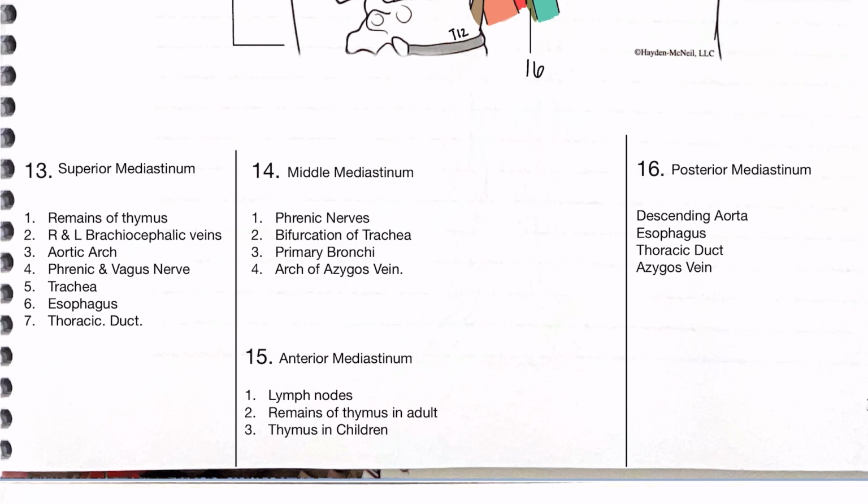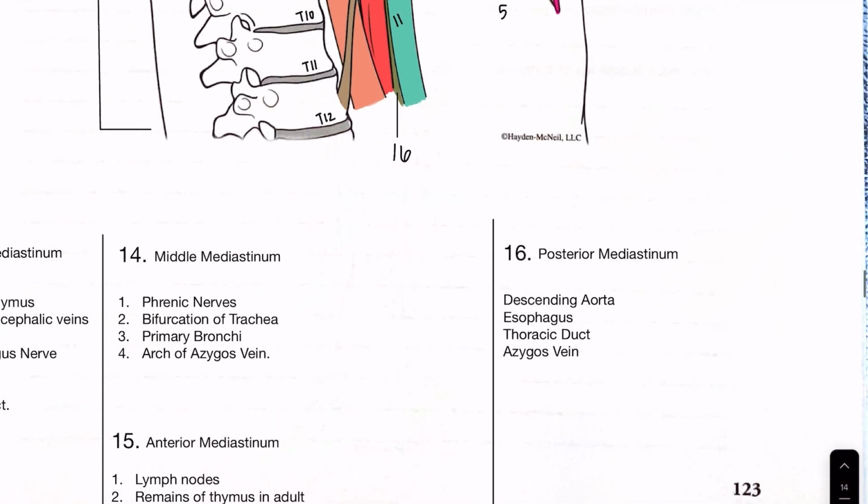Number 14 is going to include the phrenic nerves, bifurcation of the trachea. We have primary bronchi, arch of the azygos vein. 15 is going to be the lymph nodes, or remains of the thymus in an adult, and it's going to contain the thymus in a child. And 16, descending aorta, esophagus, thoracic duct, and azygos vein.